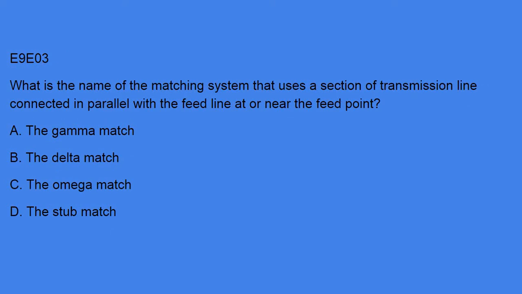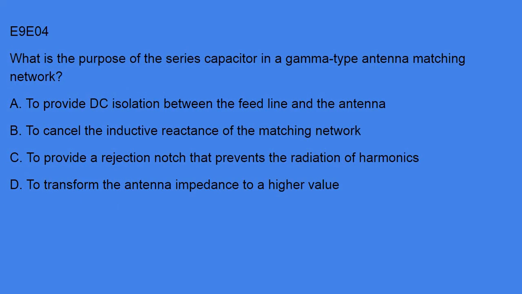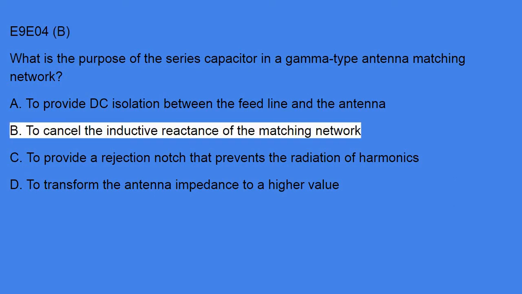E9E03, what is the name of the matching system that uses a section of transmission line connected in parallel with the feed line at or near the feed point? That is the stub match. E9E04, what is the purpose of a series capacitor in a gamma type antenna matching network? To cancel the inductive reactance of the matching network.